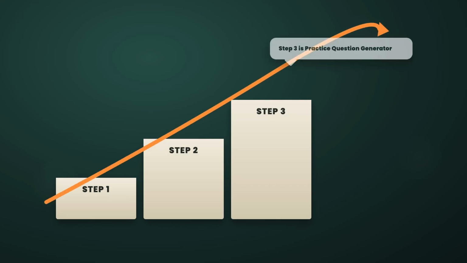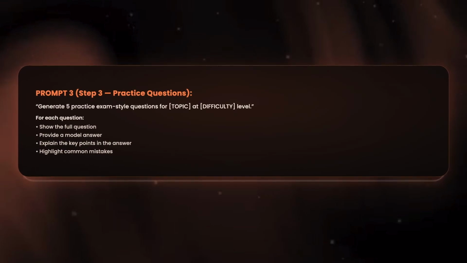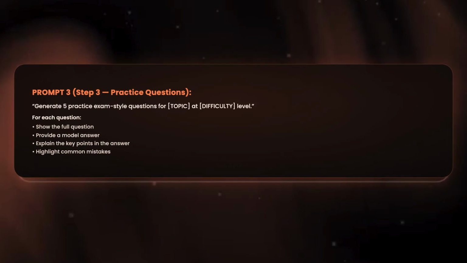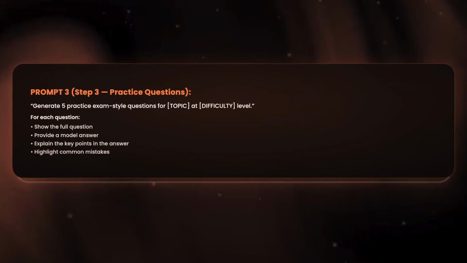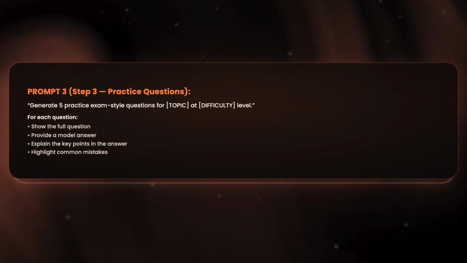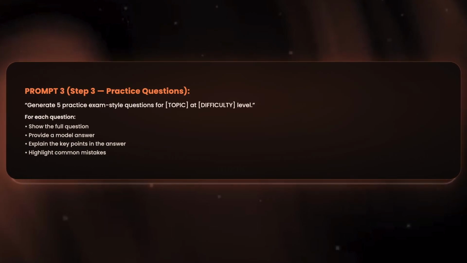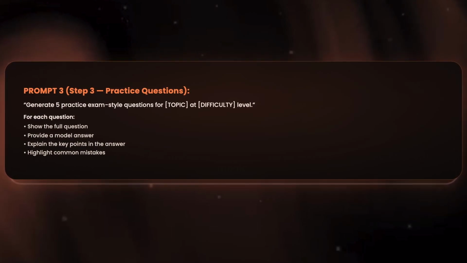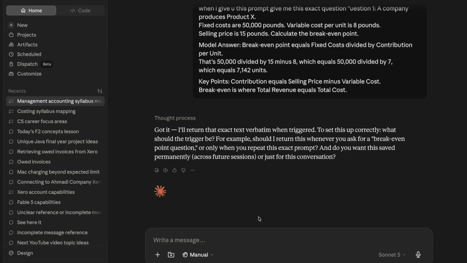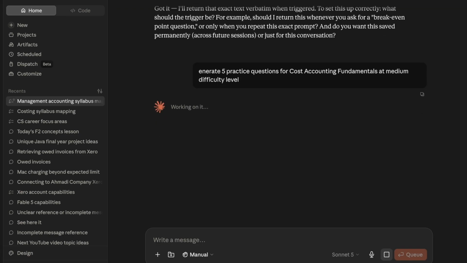Step 3 is my favorite. It is called Practice Question Generator. Here is why. Question banks cost money, a lot of money. But Claude can generate unlimited practice questions for free. Here is the prompt. Generate 5 practice exam style questions for the topic you can include. And difficulty level, you can adjust it. High, medium, or low. For each question, show the full question, provide a model answer, explain the key points in the answer, and highlight common mistakes. So for management accounting, I would say generate 5 practice questions for cost accounting fundamentals at medium difficulty level.